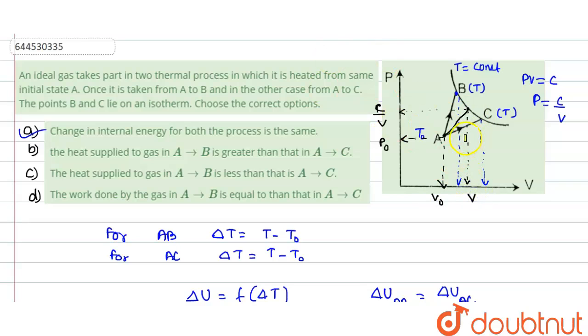Now what would be the work done for this process? We say that work done would be the area under the PV curve. So what is this figure? This is a trapezium. So for the trapezium, what is the work? Work would be equal to 1 divided by 2 into the sum of parallel sides. This is one of the parallel sides, P naught, and this is another parallel side, C divided by V, multiplied by the distance between the parallel sides, which is V minus V naught.